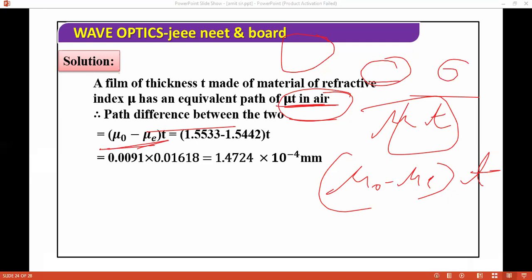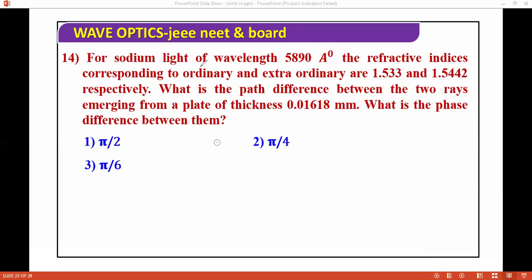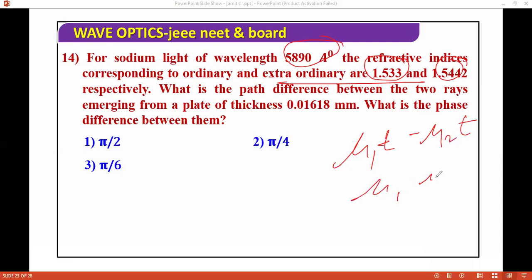See here, I'm showing you the refractive indices corresponding to the ordinary and extraordinary rays respectively. So basically, if you take the difference, what is the path difference between the two rays? It will be mu two into t minus mu one into t, which is also mu one minus mu two into t. So from here also you can think.